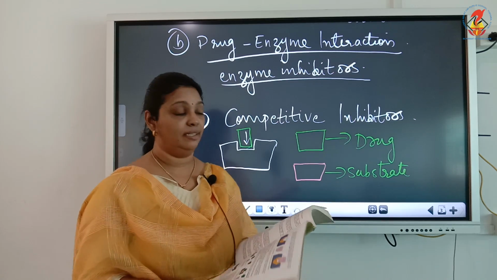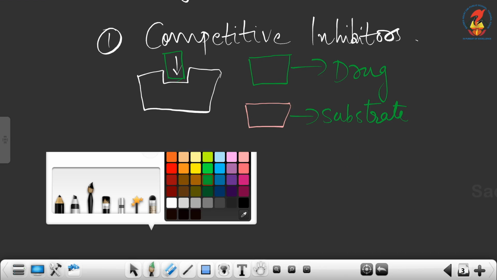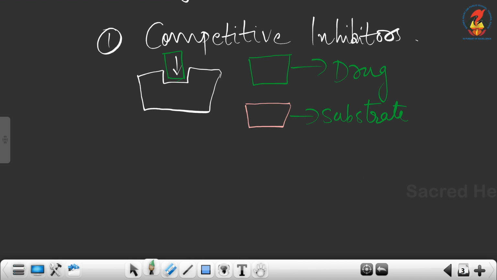Now, the second method of drug-enzyme interaction is that some drugs do not bind to the enzyme's active site. They bind to a different site of the enzyme which is called the allosteric site.